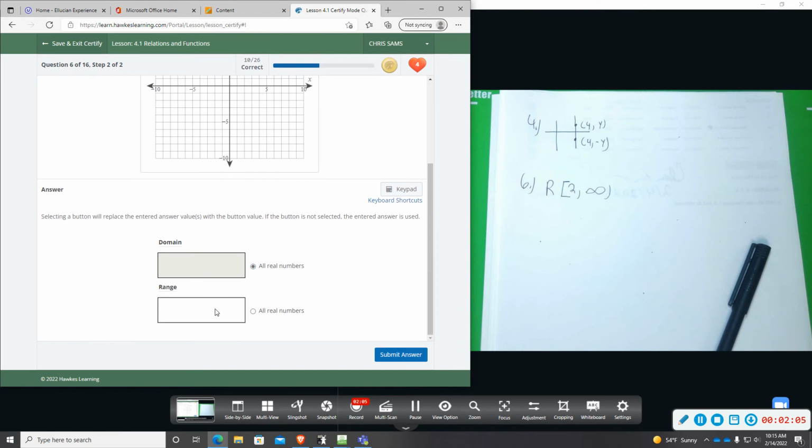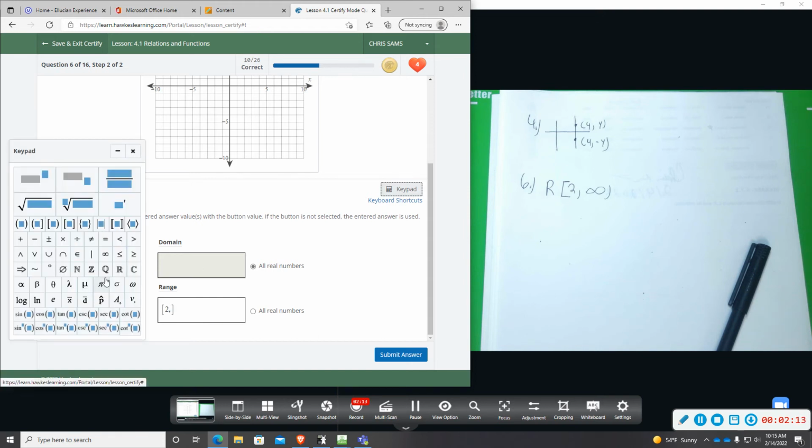So I'm going to do a square bracket, the number 2, comma, and then the infinity symbol. Whenever I type it on the keypad, it automatically opens and closes the bracket, but you have to do one open and one close here, because once I delete, I think it deletes the whole thing. Infinity.